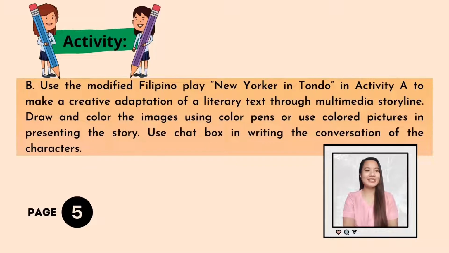Let's proceed now to the next activity. For Activity B on pages 4 to 5, use the modified Filipino play New Yorker in Tondo from Activity A to make a creative adaptation of a literary text through a multimedia storyline. Draw and color the images using colored pens or use colored pictures in presenting the story. Use a chat box in writing the conversation of the characters.